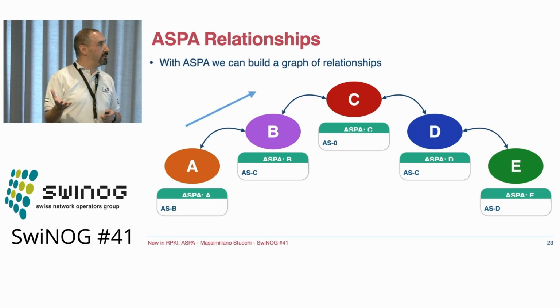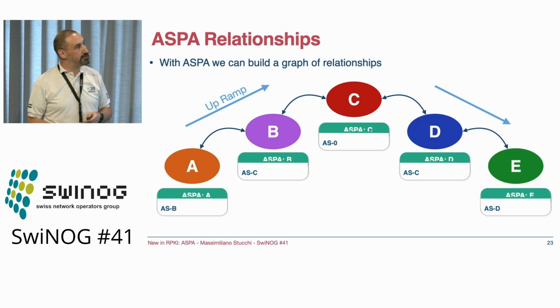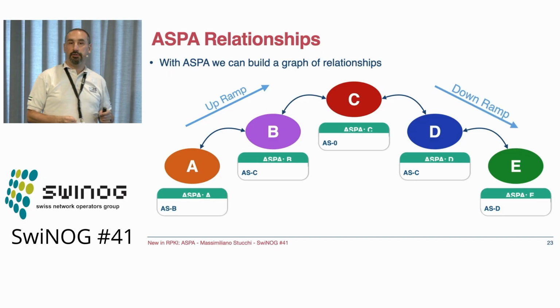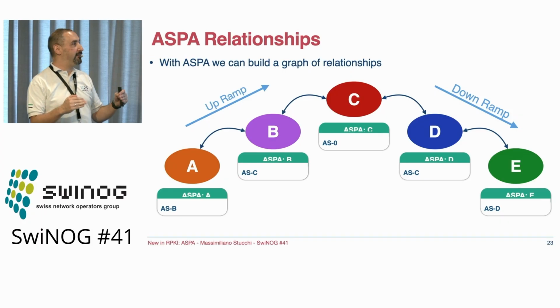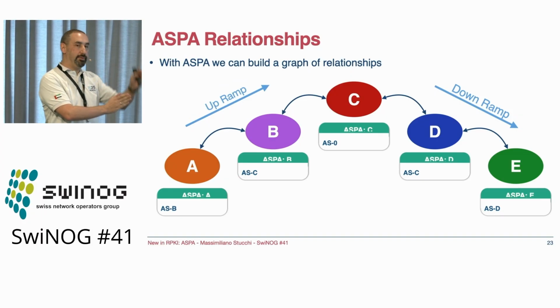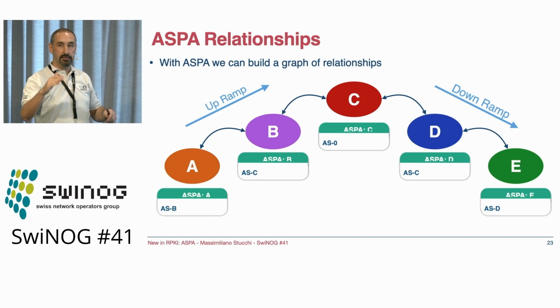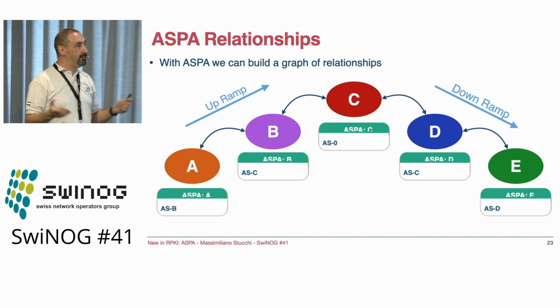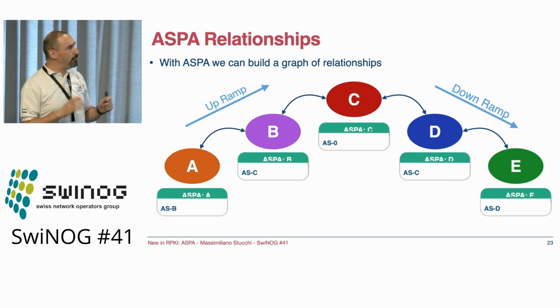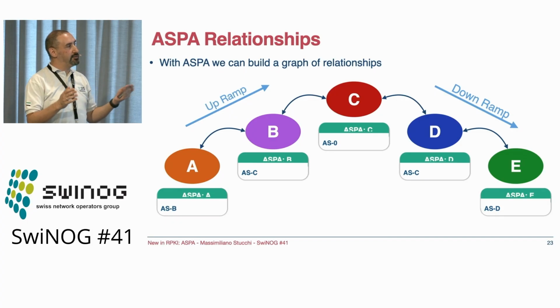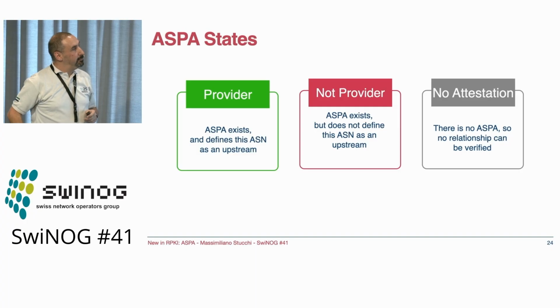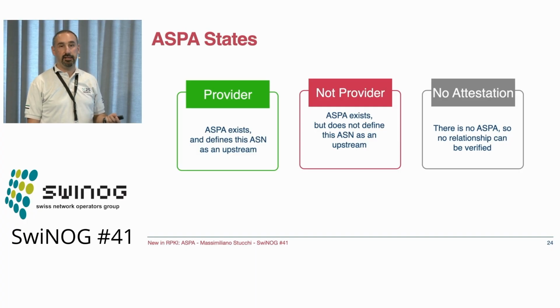There is what's called an up ramp and what's called a down ramp. So when you look at ASPA, you always will have a part where you go up one side and then you go down the other side. They can be different in length. They can be the same length, but you have two different ways to verify those. And I won't go into those details, but you have to know that there is an up way and a down way always.